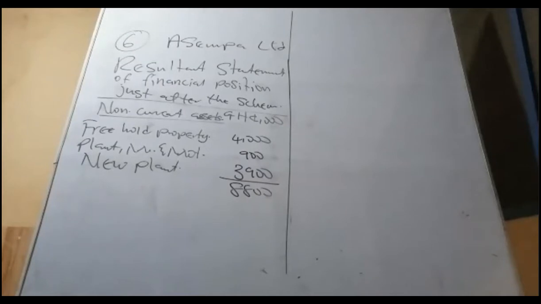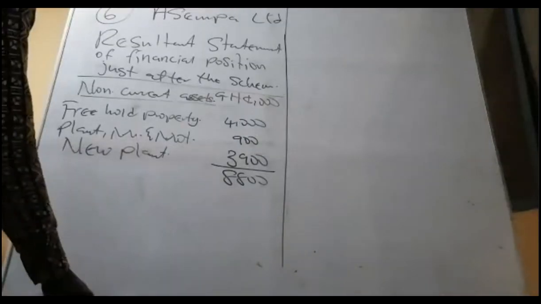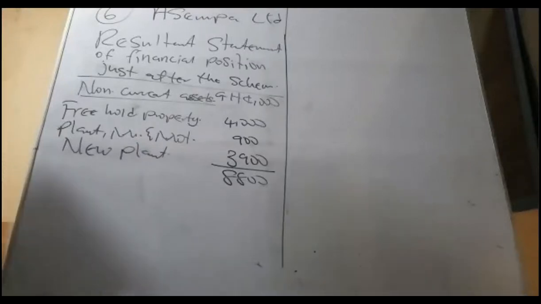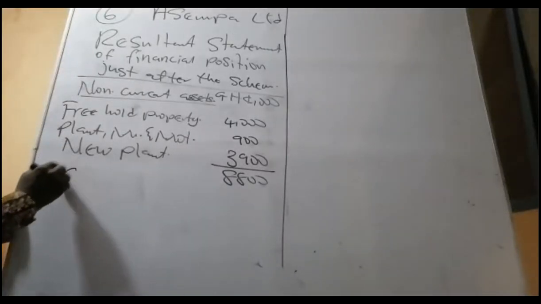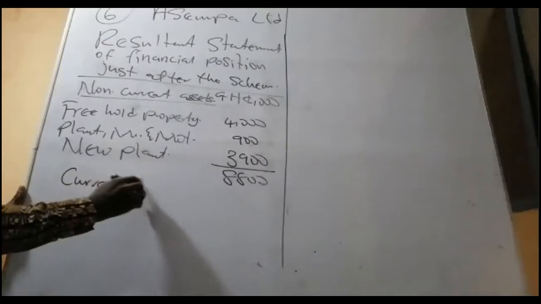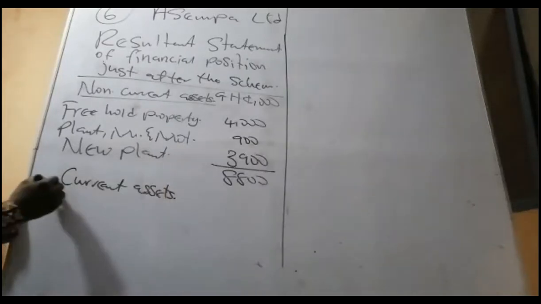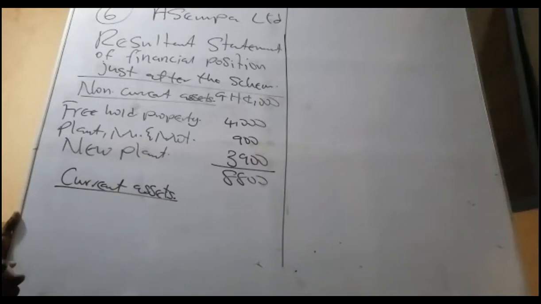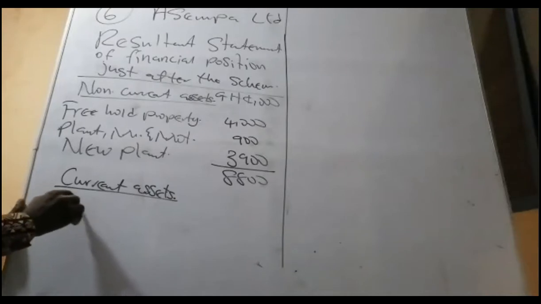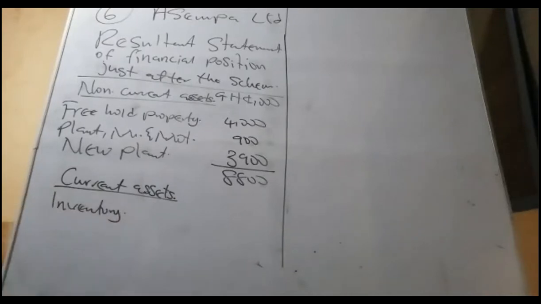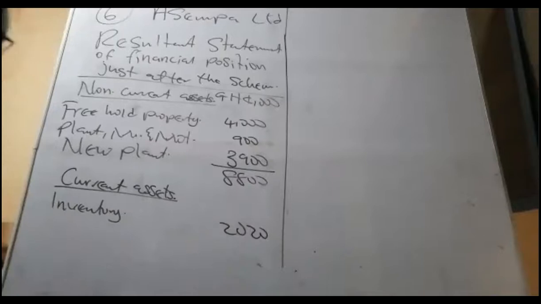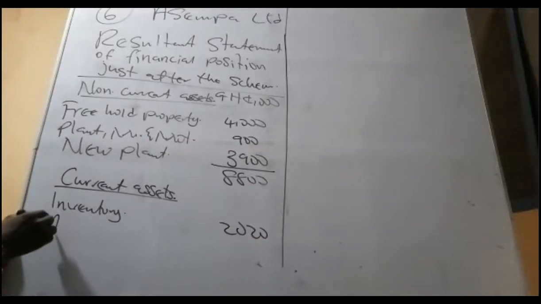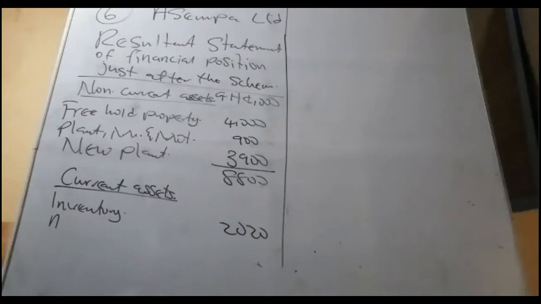Okay, great. Then you go to your current assets. Now in the current assets, you know them already. What are they? Number one on the list will be your inventory. And what's the going concern value for the inventory? It was 2020. You take your receivable, account receivable, or the trade receivable.